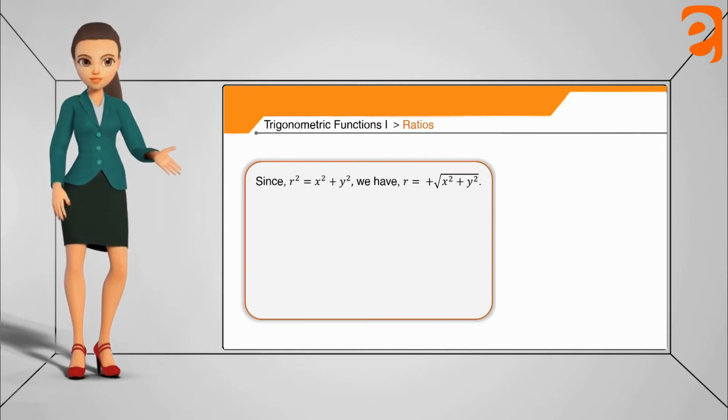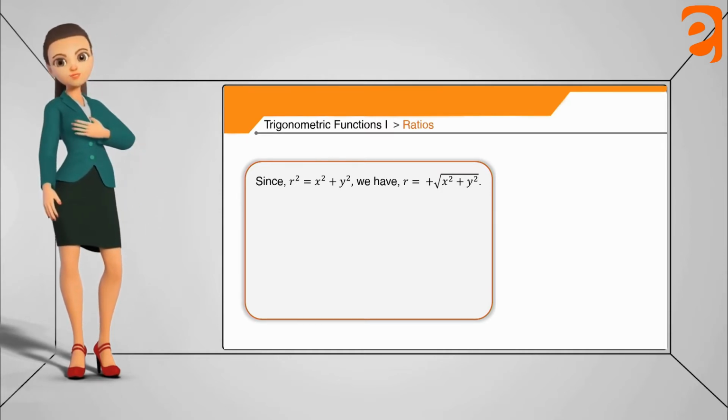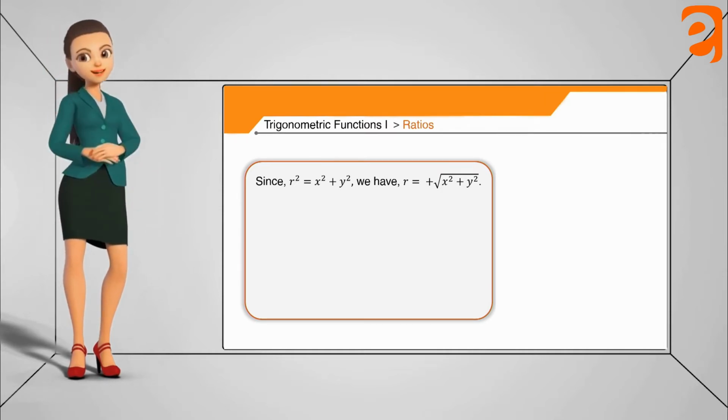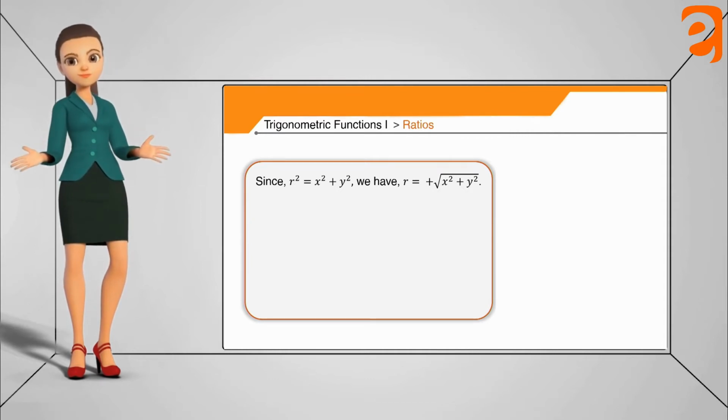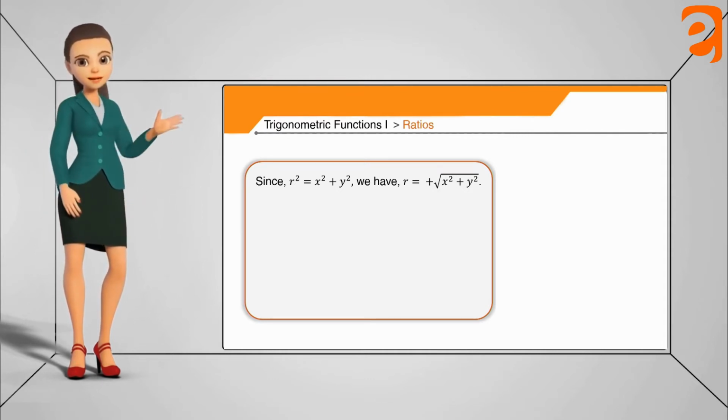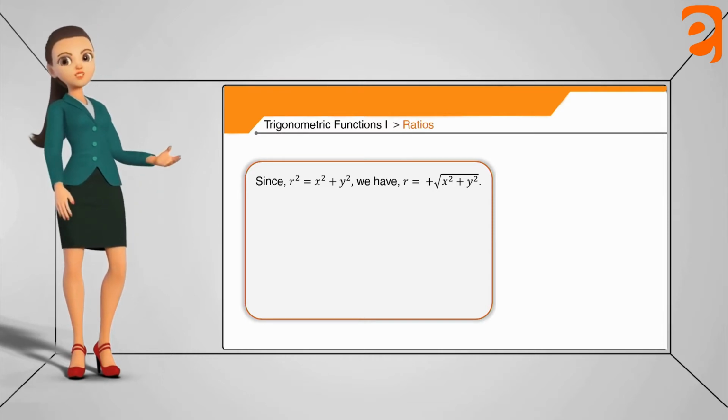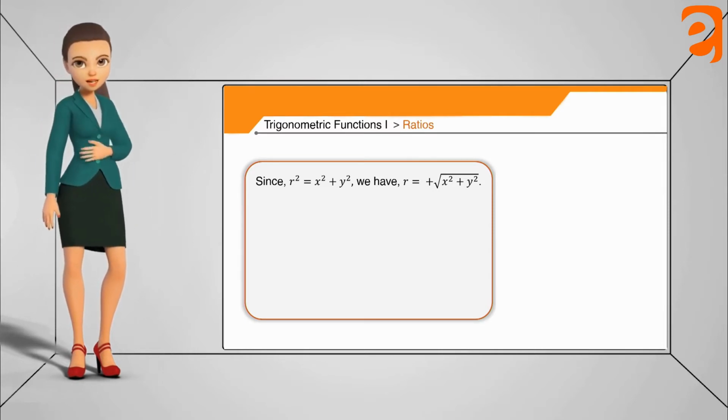So, how to get the value of R? Taking the square root of both sides. For the left hand side, the R square and the square root cancel and you are left only with R. Moving to the right hand side, the value comes out to be plus minus under root of x square plus y square.